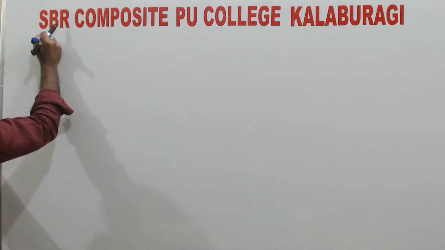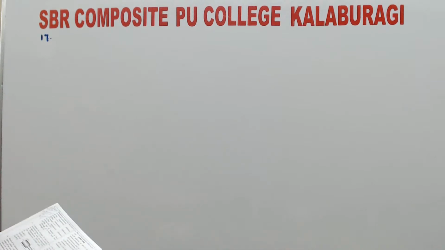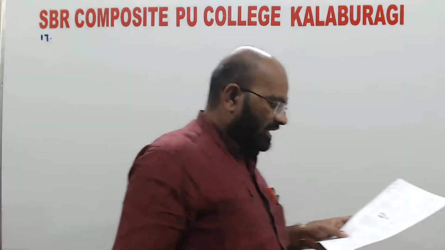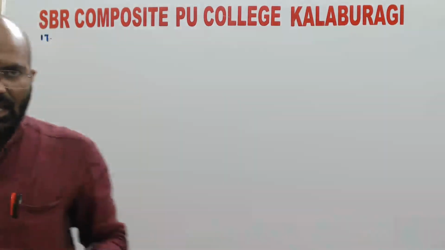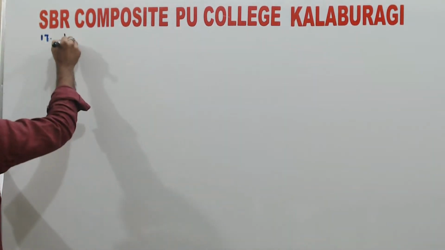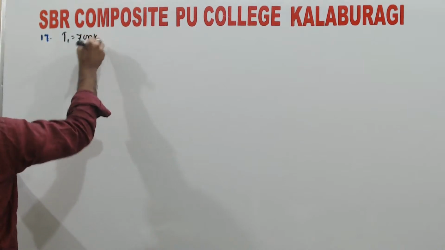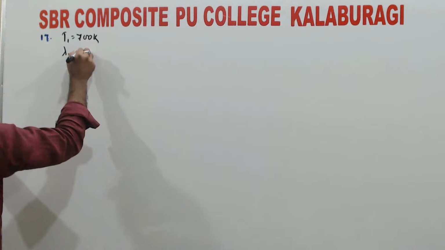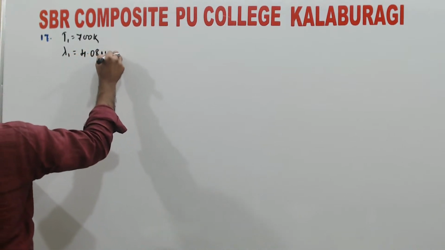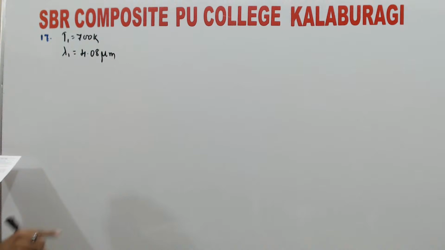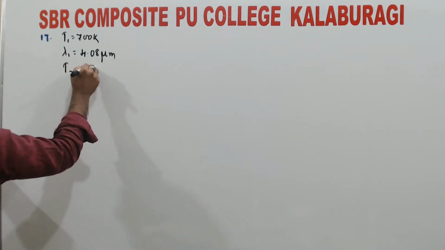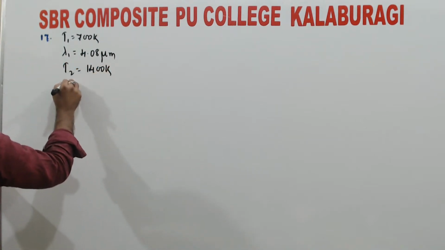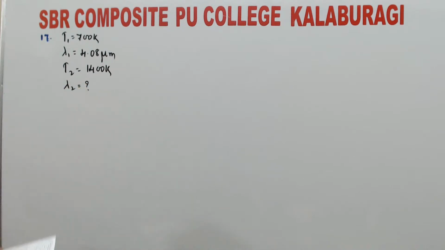In this question, question number 17, we have the wavelength of maximum emitted energy of a body given at 700 Kelvin. So it means T1 is given. T1 is 700 Kelvin, and the wavelength associated is lambda 1 is equal to 4.08 micrometer. If the temperature of the body rises to T2 is equal to 1400 Kelvin, we have to find the final wavelength, that is lambda 2.